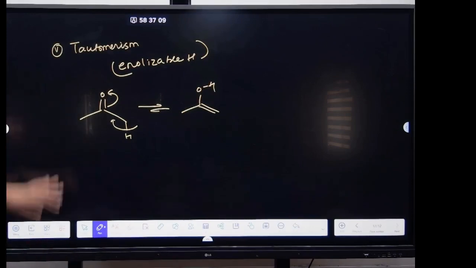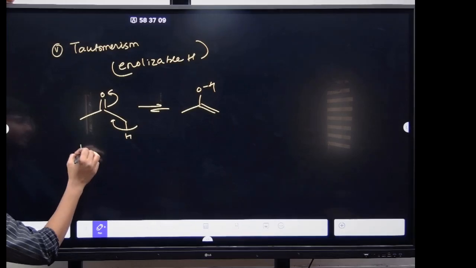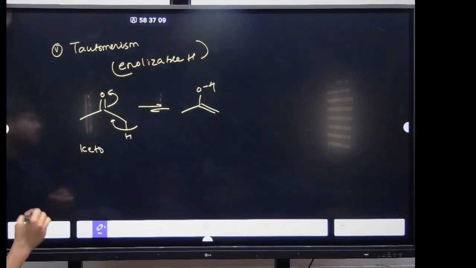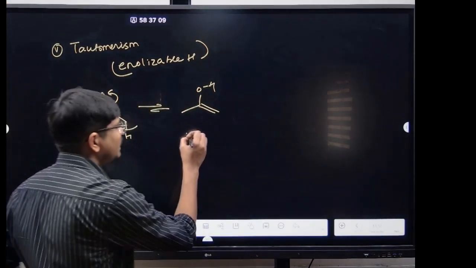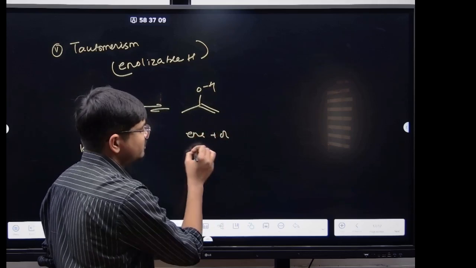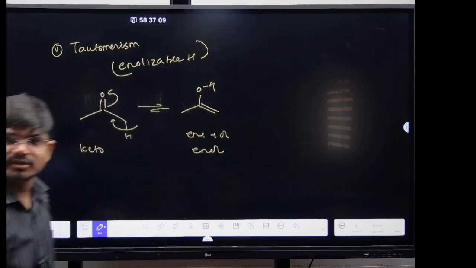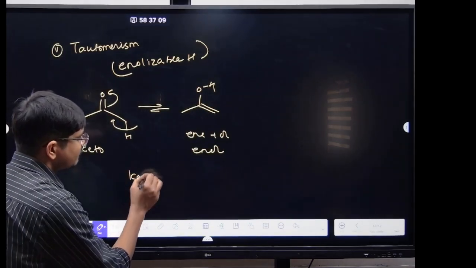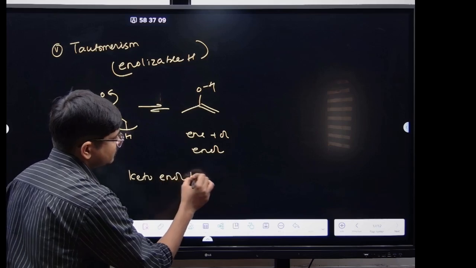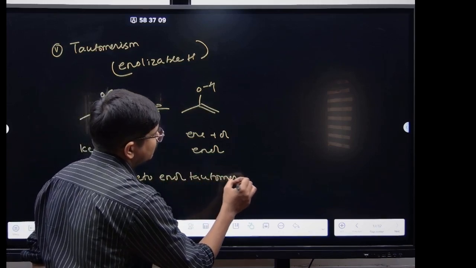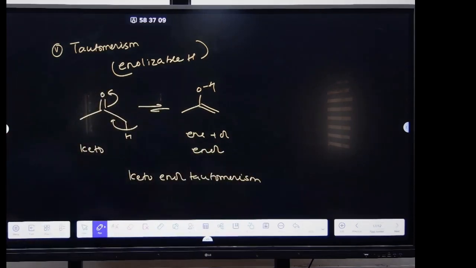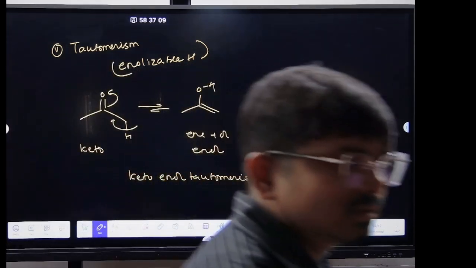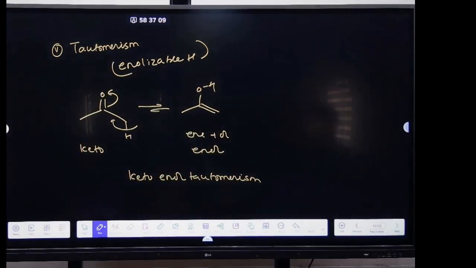Got it? So this is keto, right? This is basically your keto functional group. Here what is the functional group? Double bond plus alcohol, that is ene plus ol. So this is enol. So this is an example of keto-enol tautomerism, where usually the hydrogen is moving from one group to another group if it is enolizable. Clear?